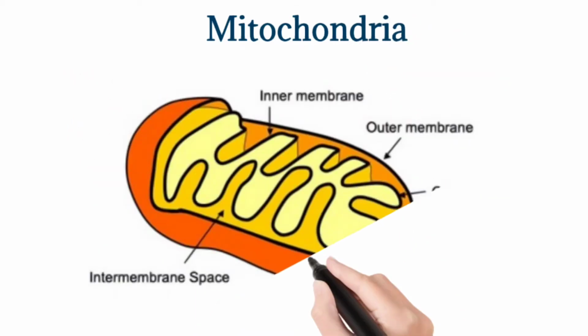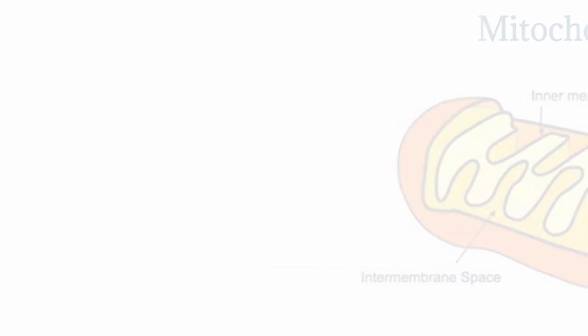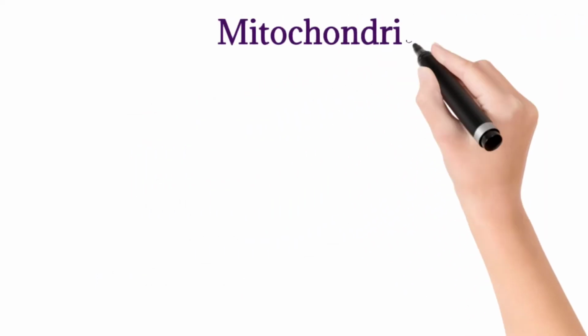This is the figure of mitochondria. The outer layer is called the outer membrane and the other membrane is the inner membrane. Inside the inner membrane there are many folds, and these folds are called cristae. Inside the cristae, a jelly-like fluid is present that is called matrix. Now we will discuss their functions.